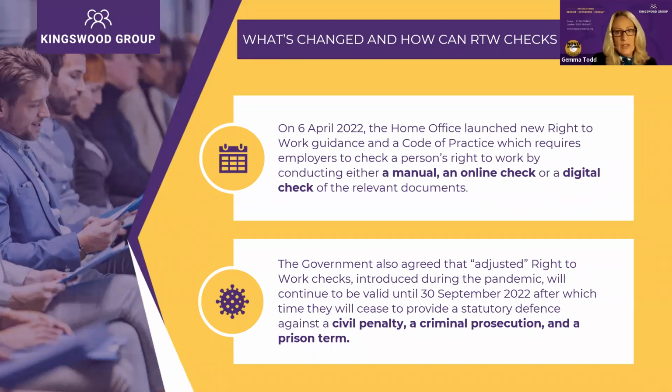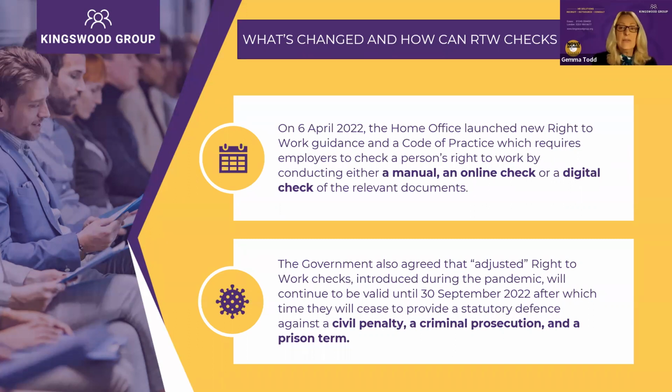The driver for this change was primarily Brexit, it has to be said, but the pandemic also had a significant effect on how right to work checks were being conducted, both during the periods of lockdown and subsequent to it. During the lockdown period of the pandemic, the Home Office introduced something called adjusted checks. And these were right to work checks which were conducted remotely. And anybody who was recruiting during that time will probably remember that.